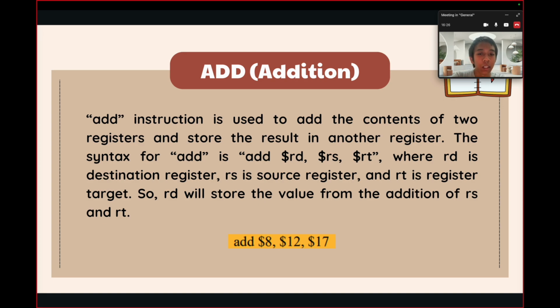I will be explaining the second instruction, the addition. So here we have $3, meaning 3 addresses in the main memory. What do RD, RS, and RT mean? RD means the destination register, RS means the source register, and RT is the target register. So what does this all mean? Basically, RD will store the value from the addition of address RS and address RT. That's basically what this syntax means.